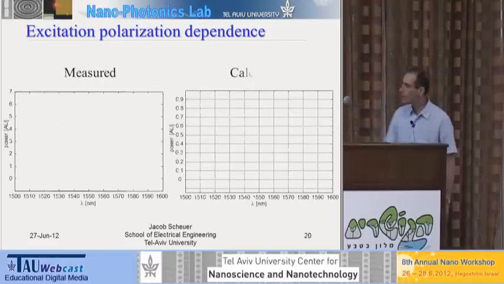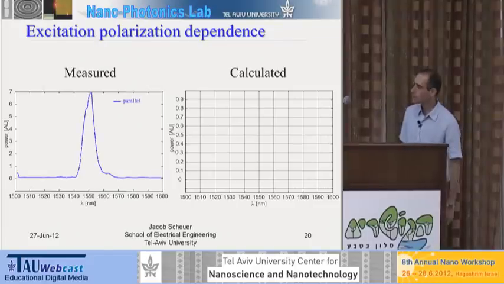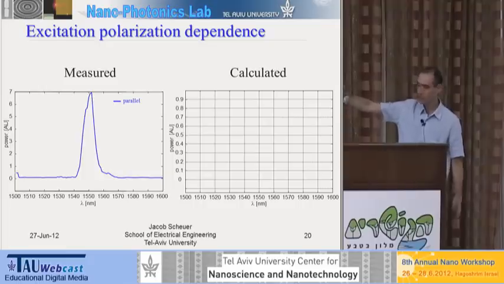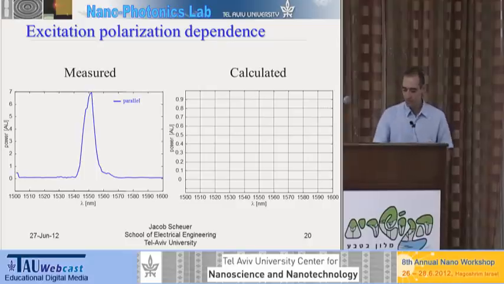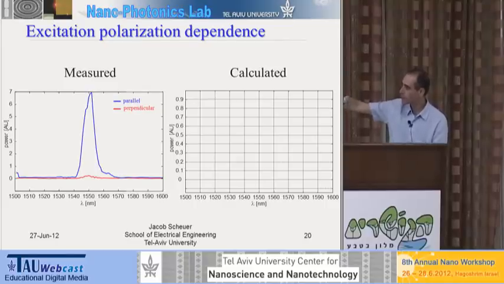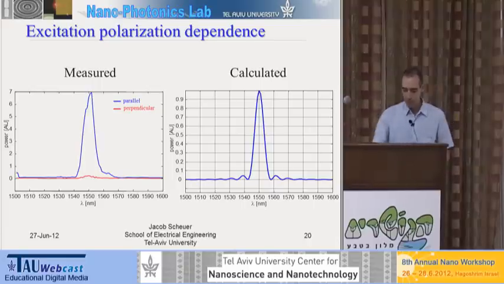When we illuminate the antennas in the correct polarization, we get this signal. This is the intensity that we measure as a function of the wavelength. We see a nice, strong signal. Rotating the polarization by 90 degrees, we get this, basically nothing. So just to make sure that we are observing the correct thing, we have calculated how this curve should look, and this is what it looks like. The resonance is in the correct position. The width is pretty much the same.